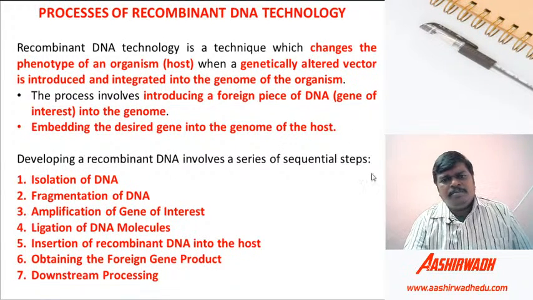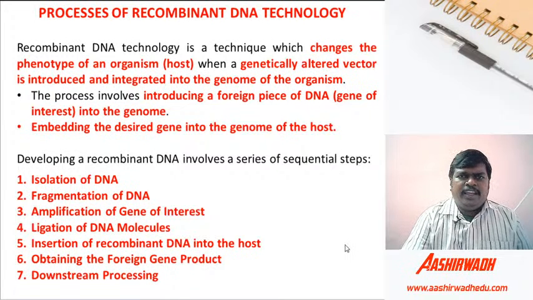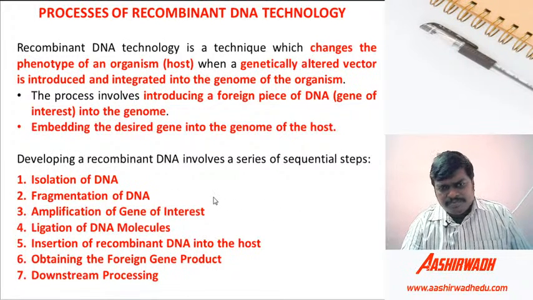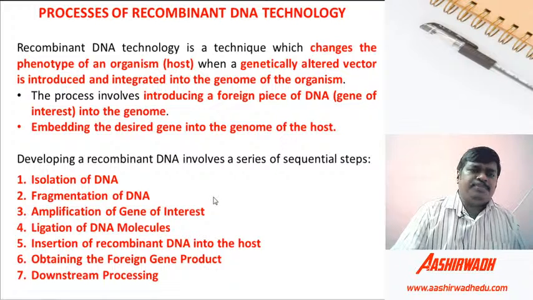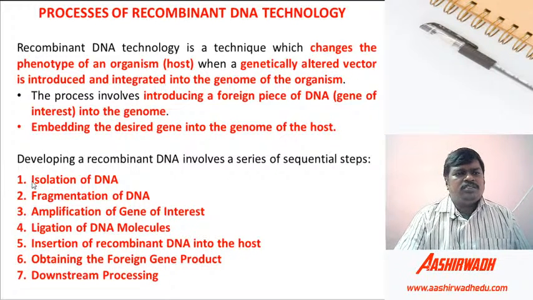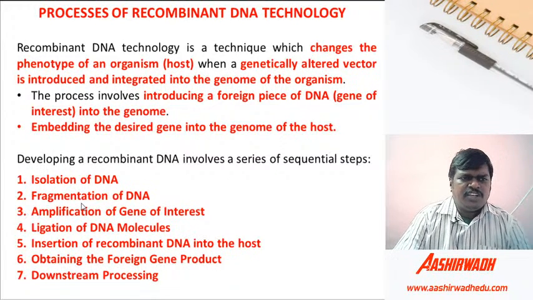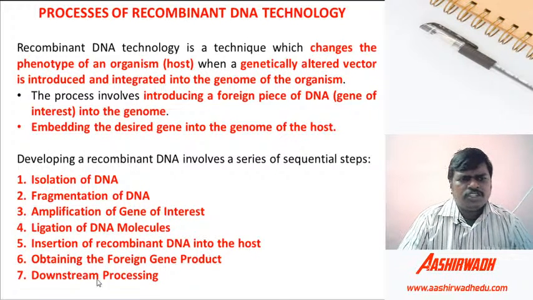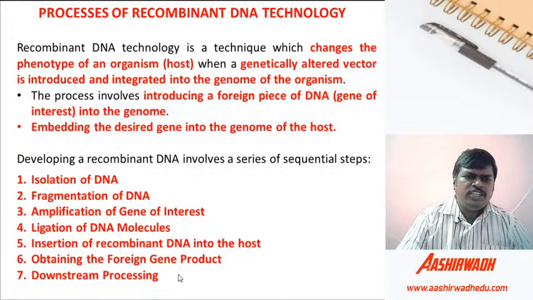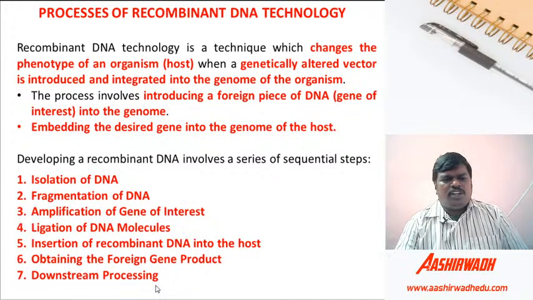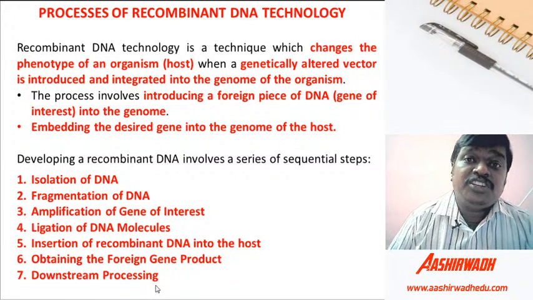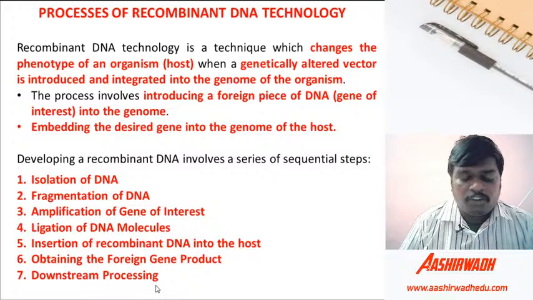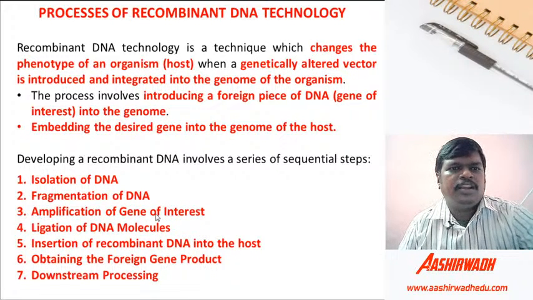So the process of recombinant DNA technology involves various sequential steps. Some of these steps are isolation of DNA, fragmentation of DNA, amplification of gene of interest, ligation of DNA molecule, insertion of recombinant DNA into the host, obtaining the foreign gene product, and downstream processing. These are the seven important sequential steps involved in making the recombinant DNA.